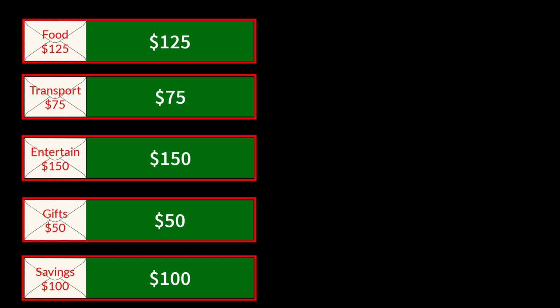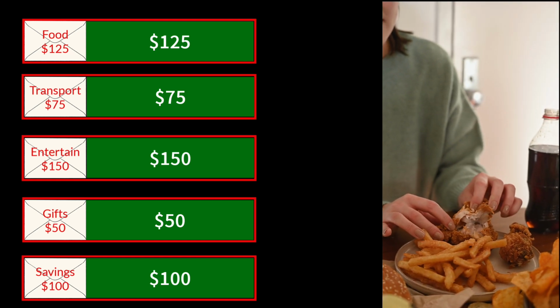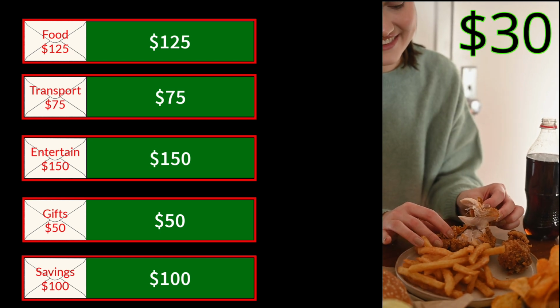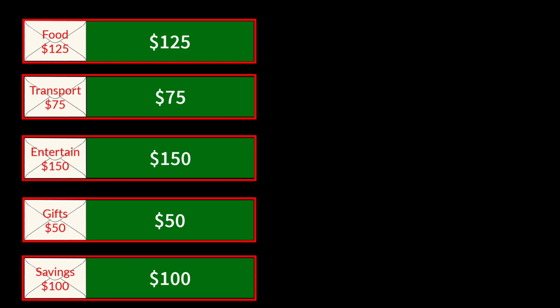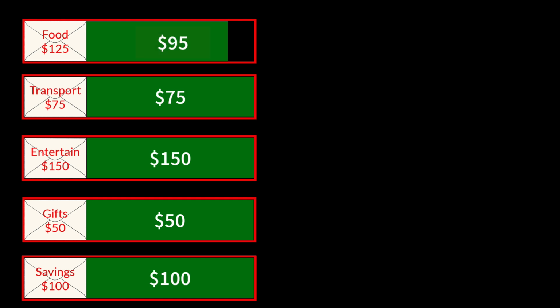All right, so say, for example, that you went to get some chicken at a fast food restaurant, and the meal cost you $30 total. You're now going to remove $30 from your food envelope, leaving you with $95 for the rest of the month. And every time you buy food that month, you're going to remove the money from the food envelope. And when there is $0 left in that food envelope, then you're not spending any more money on food that month. That's why it's important to budget correctly.